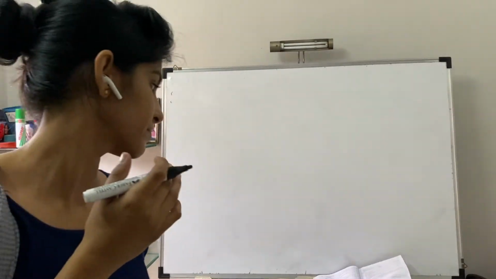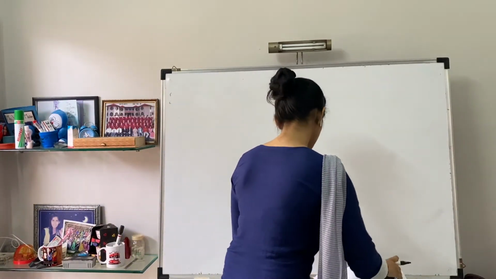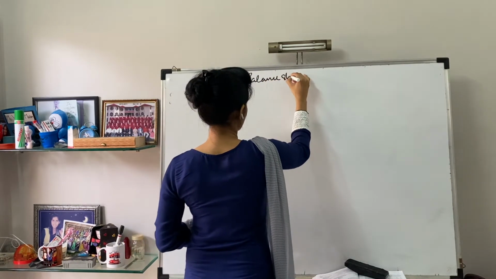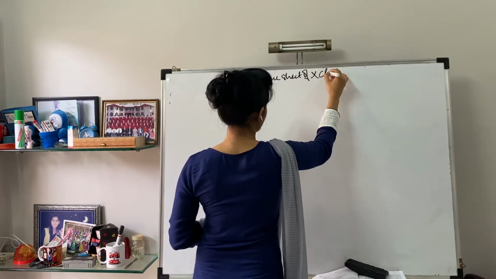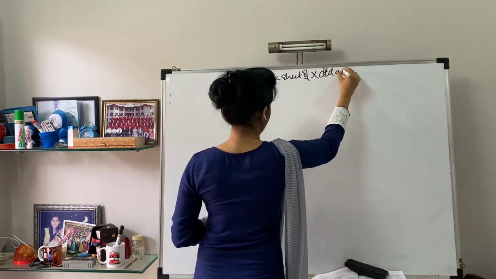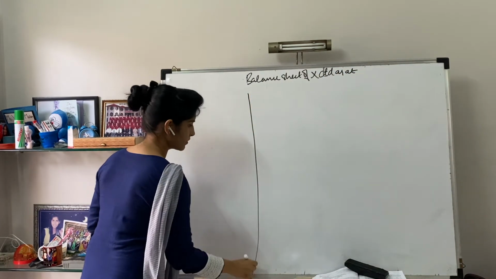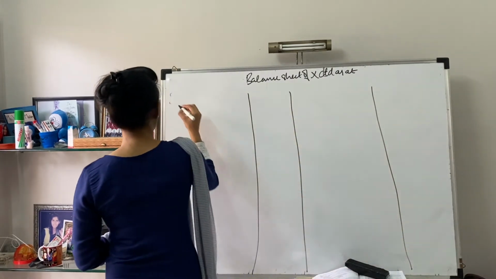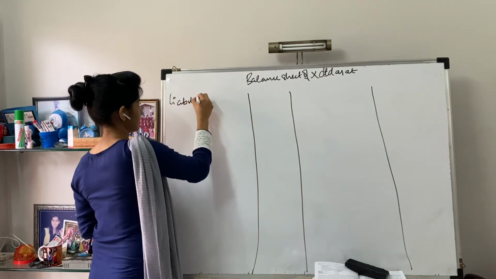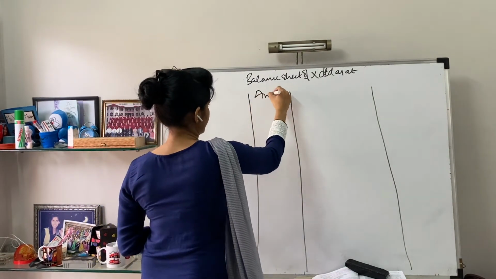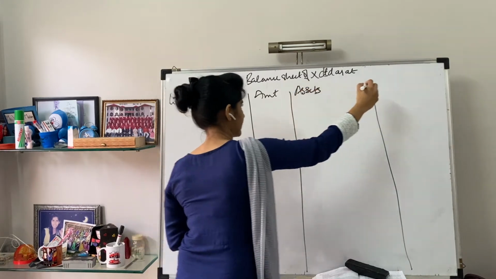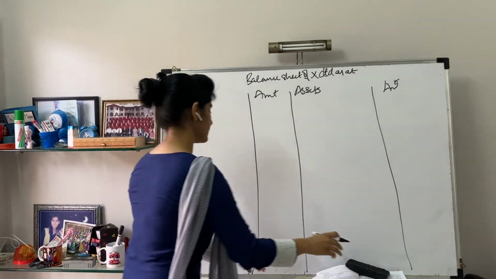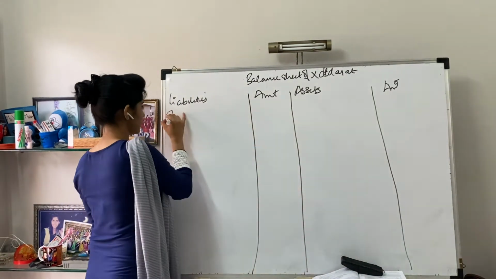We'll put the heading first: balance sheet of X Company Limited. Liabilities, amount, assets, amount. Now, coming to your liability side, first we write down the heading share capital.